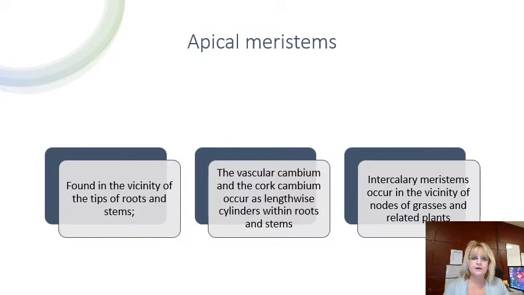Then you have your apical meristems, which are found in the vicinity of the tips of roots and in stems. The vascular cambium and the cork cambium occur lengthwise in cylinders within the roots and the stems. Your intercalary meristems occur in the vicinity of nodes of grasses and related plants.